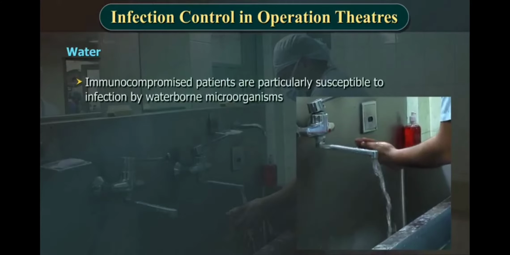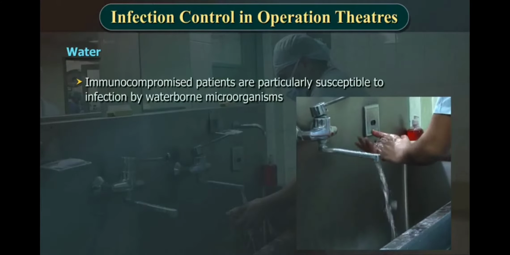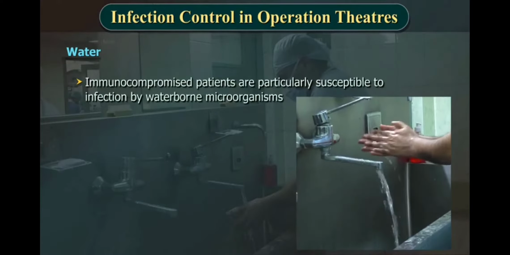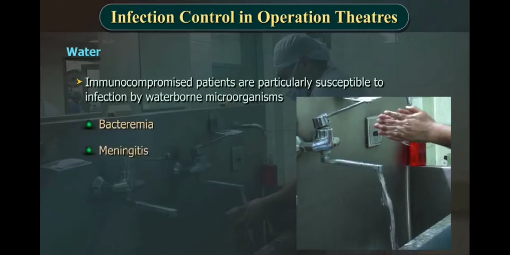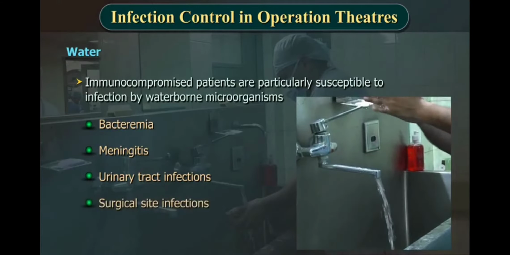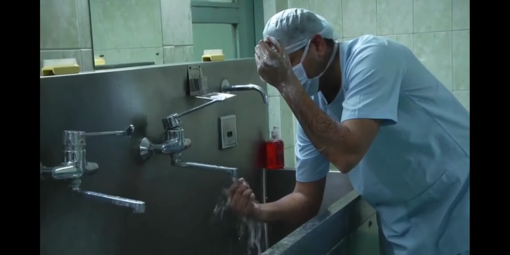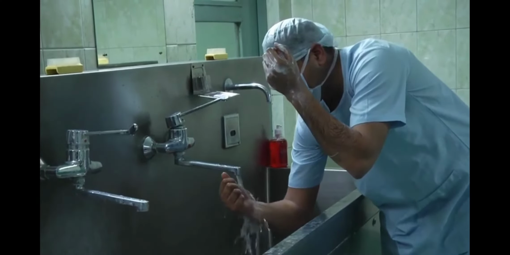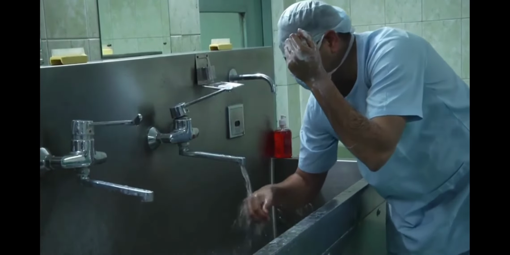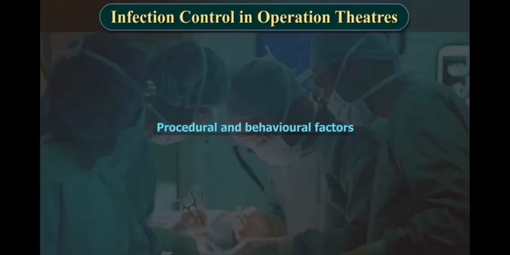Immunocompromised patients are particularly susceptible to infection caused by waterborne microorganisms, which can cause bacteremia, meningitis, urinary tract infections, and surgical site infections. Surgical hand antisepsis with medicated soap requires clean water to rinse the hands after application of the medicated soap.